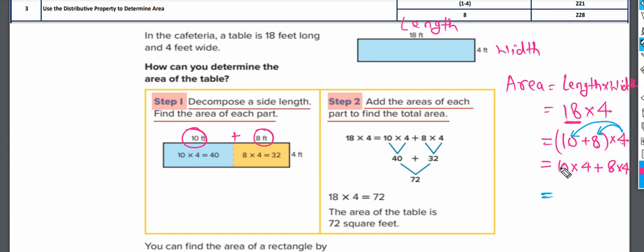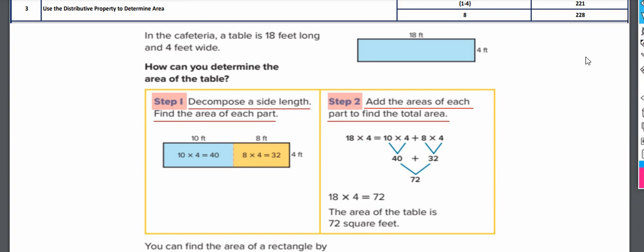So now it's easy. 10 times 4, or 4 times 10, is 40. 4 times 8 is 32. Now you just add this: 0 plus 2 is 2, 4 plus 3 is 7. So your answer is 72. Now the unit is feet, so don't forget to write the unit. 72 square feet. That is your answer.